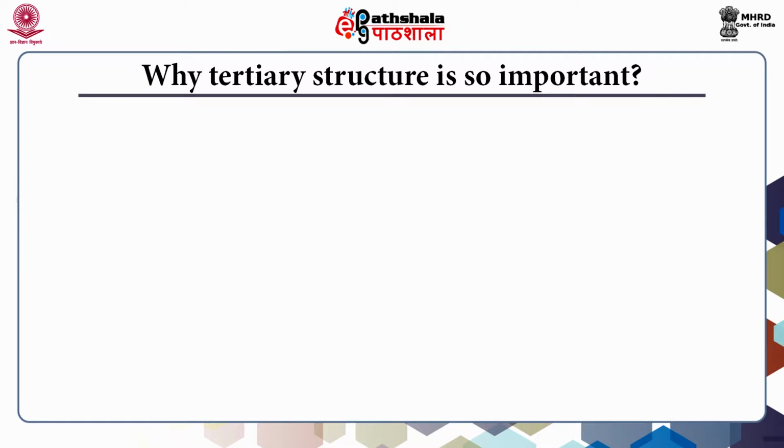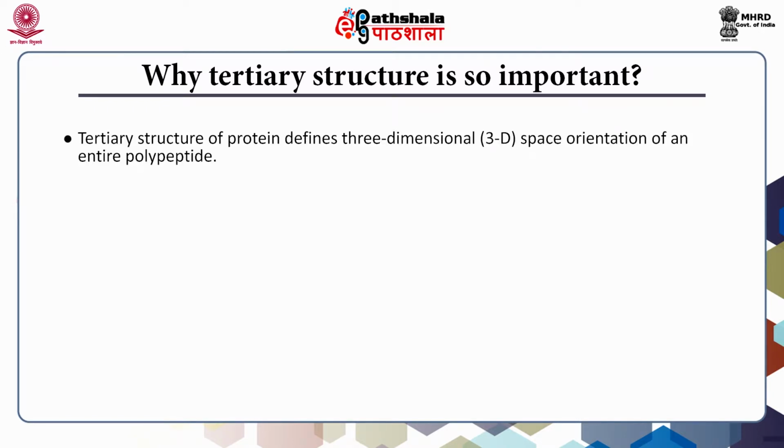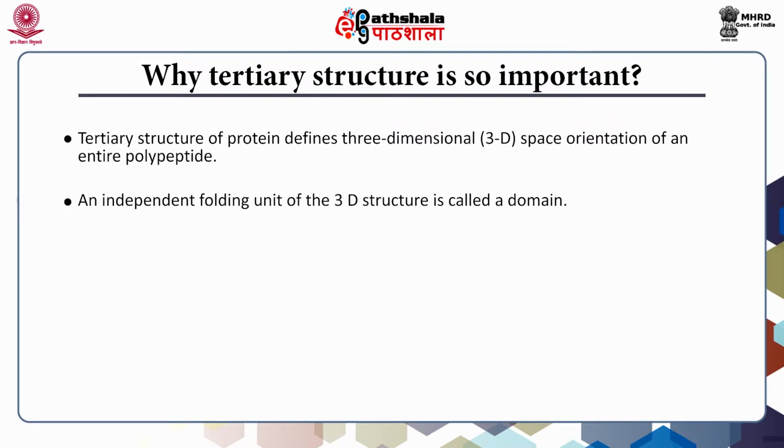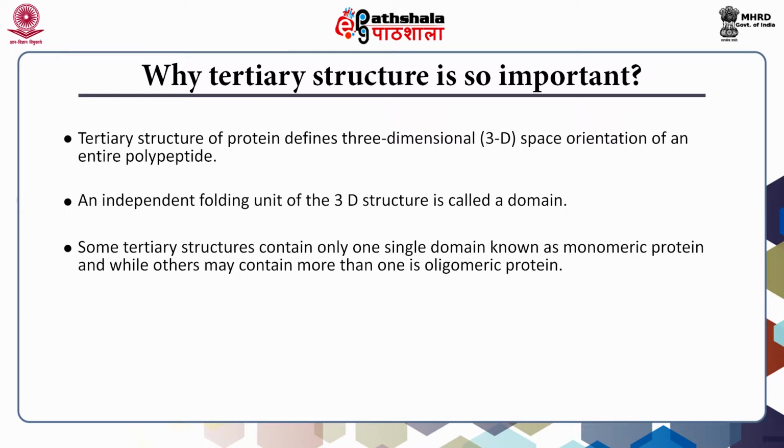Why tertiary structure is so important? Tertiary structure of protein defines three-dimensional space orientation of an entire polypeptide. An independent folding unit of the 3D structure is called a domain. Some tertiary structures contain only one single domain, known as monomeric protein, while others may contain more than one and are known as oligomeric protein.